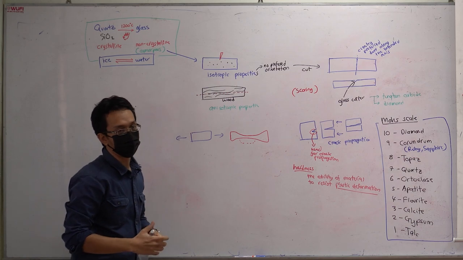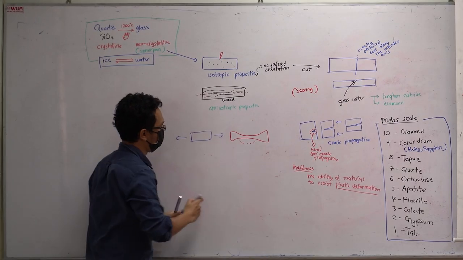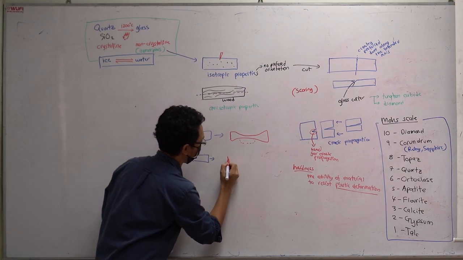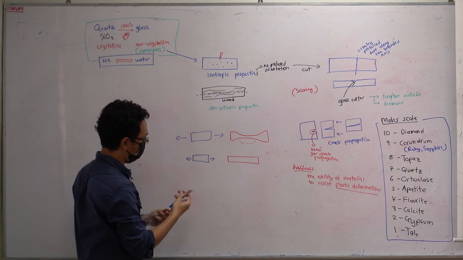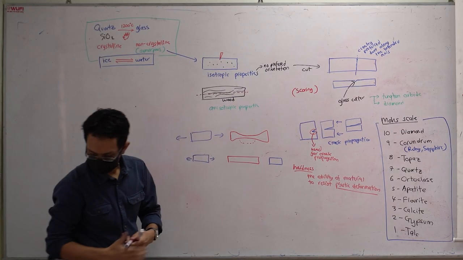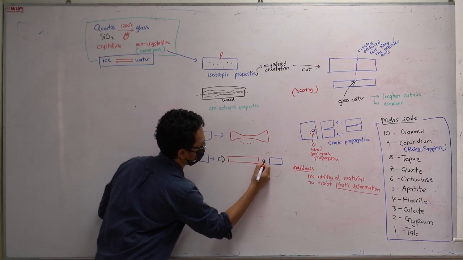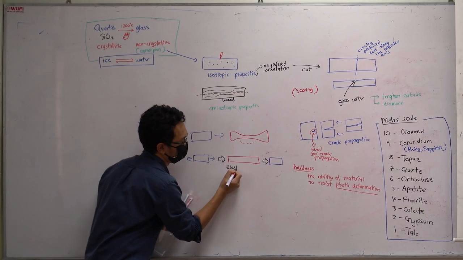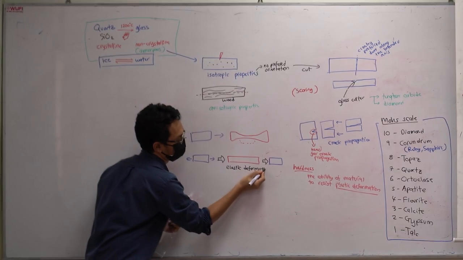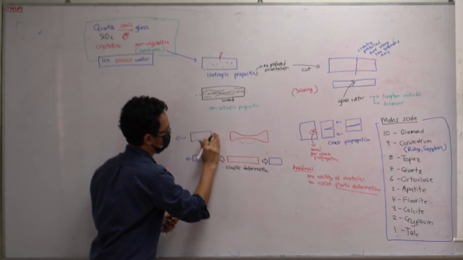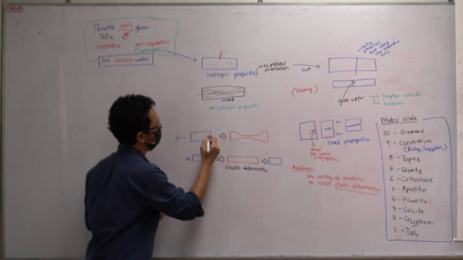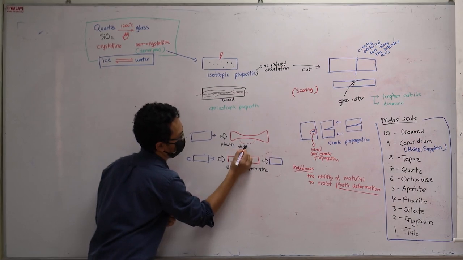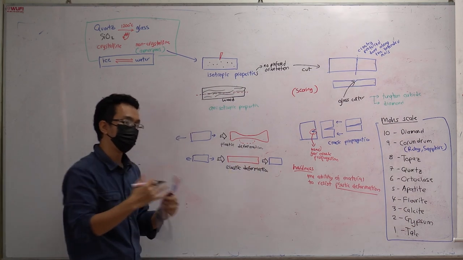Okay? A rubber band, that is not plastic. If you have a rubber band, for example, and you try to pull, you get something longer, and then after that you get the same shape again. So let me draw like this. When you pull and it stretches and then returns back, this is what we call elastic deformation. And the top one is plastic deformation. So it doesn't return back to the original.